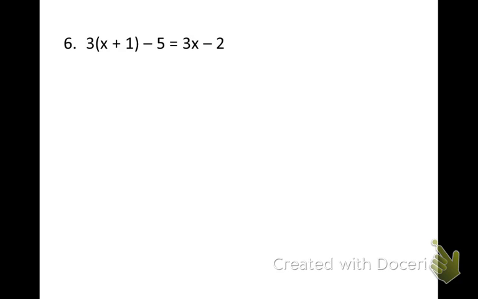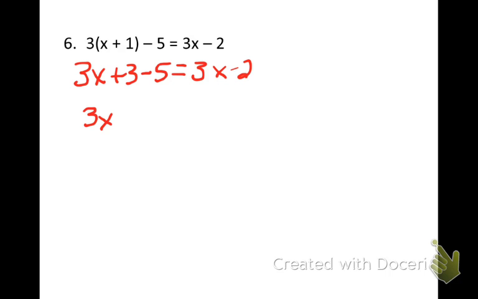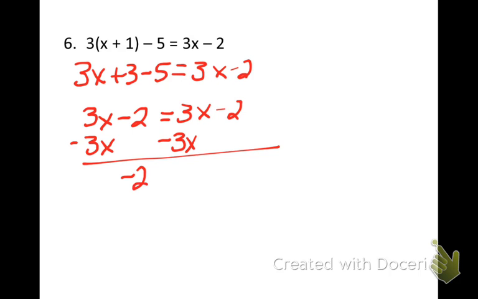All right, let's look at this one. We're going to distribute. We get 3x plus 3 minus 5 equals 3x minus 2. Again, I can distribute, or I can simplify on this left side. 3 minus 5 would be negative 2, which I write as minus 2, equals 3x minus 2. You might notice something in this step, but I'm going to go one more step. Subtract 3x from each side, and I get negative 2 equal negative 2.